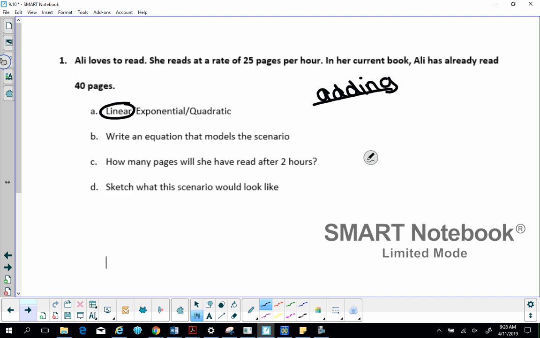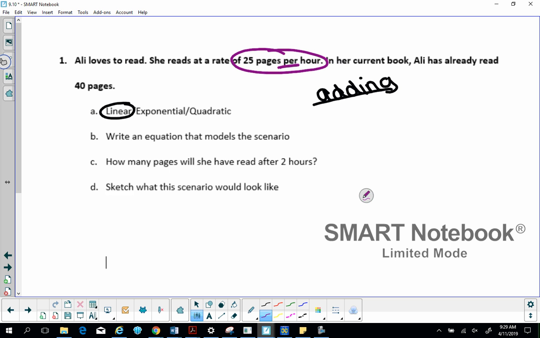Write an equation that models this. So first of all, which number would be my slope? 25, right? Because that's what you're adding over and over. So I know 25 would be your slope. I also know that the word per indicates that it's going to be my slope. So like per, each, every indicates something's a slope.